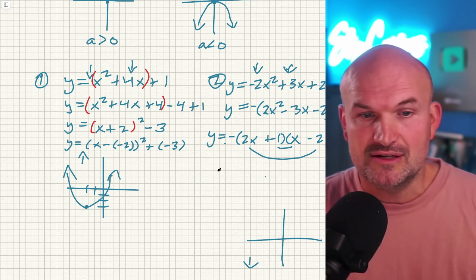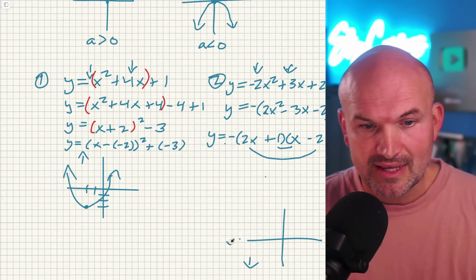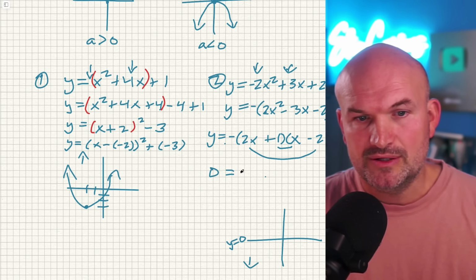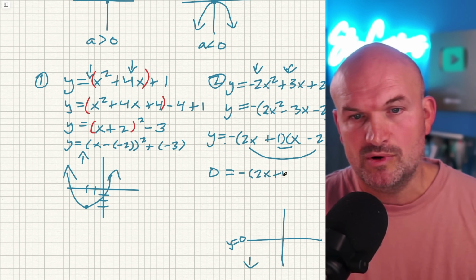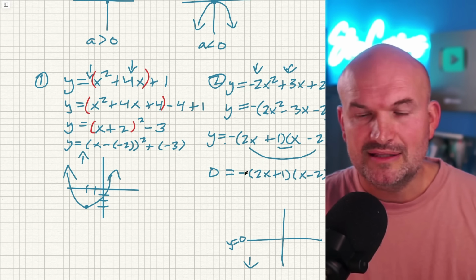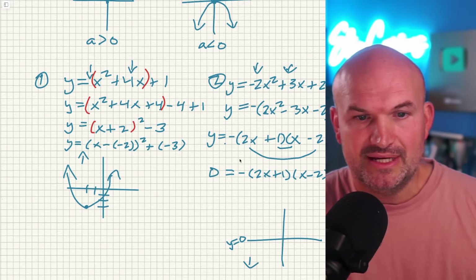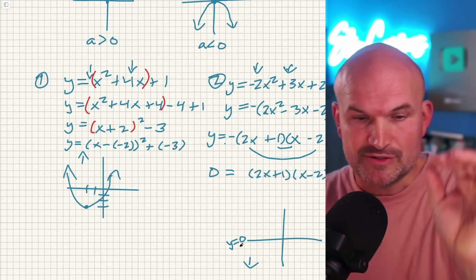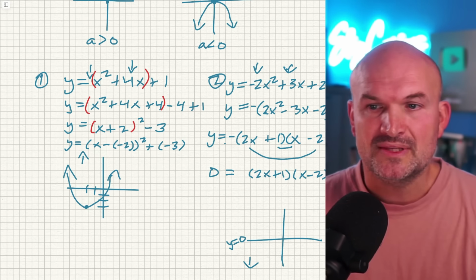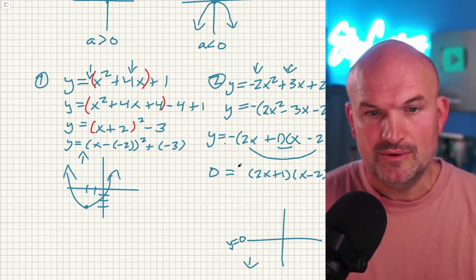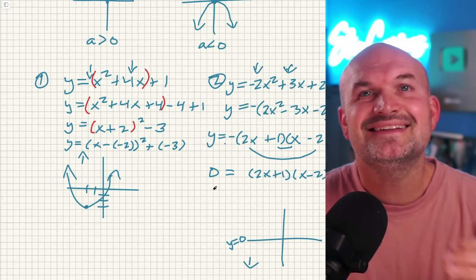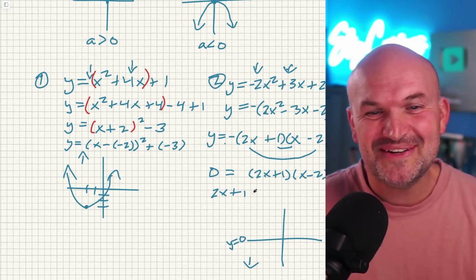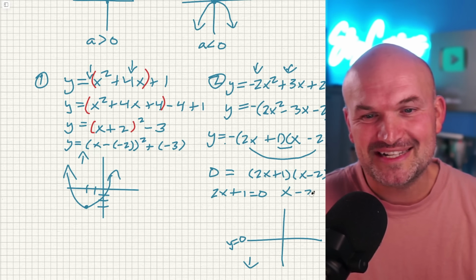So to identify where the graph crosses, at y equals 0, we're going to replace y with 0. So I have 0 equals a negative 2x plus 1 times an x minus 2. Now, ladies and gentlemen, I don't really need this negative anymore because you could just divide by a negative on both sides, right? All that negative is really telling us is that opening. So now I have a product equal to 0. Therefore, I can use the zero product property. So I have 2x plus 1 is equal to 0 and x minus 2 is equal to 0.